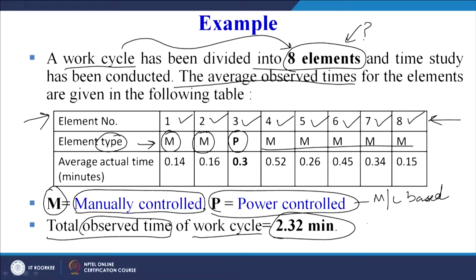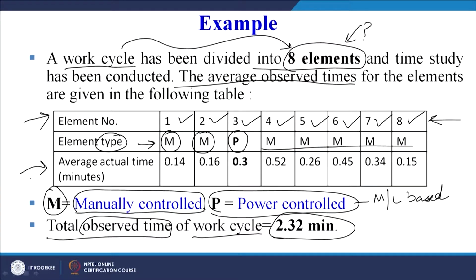So this is the problem now. If I have to summarize the problem, the total work cycle consists of 8 elements. Out of these 8 elements, 7 are manual elements, or the element is being completed manually, and only one work element is power controlled or machine operated. The average actual time, the average value, we have done direct measurement of time for each and every element, and the average values are reported in the third row.